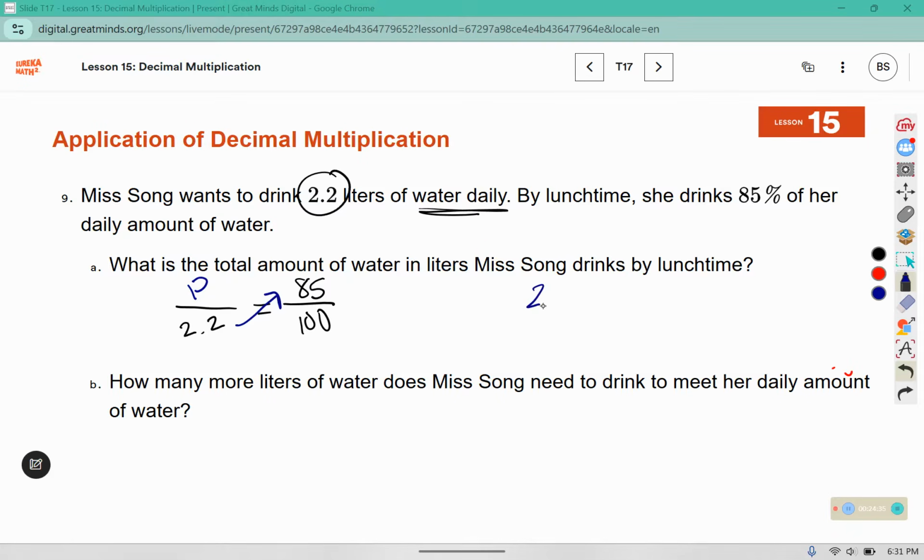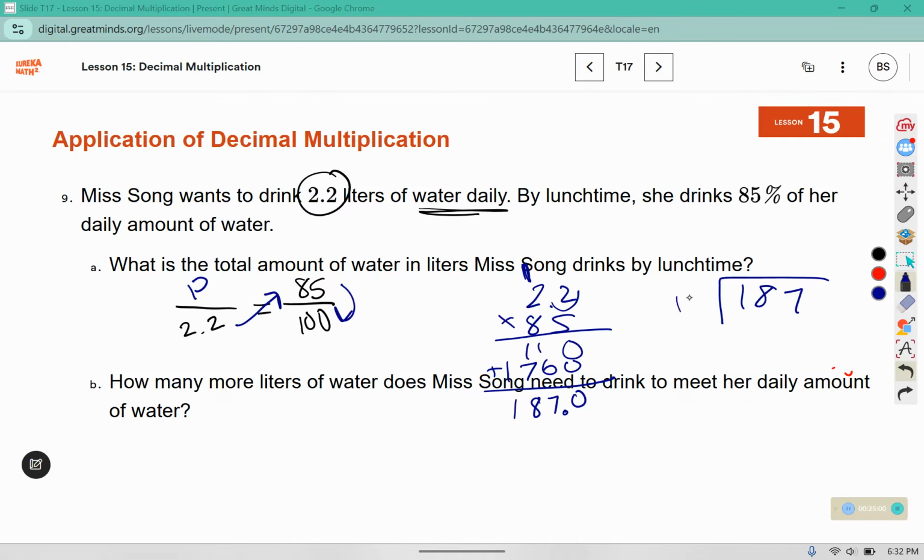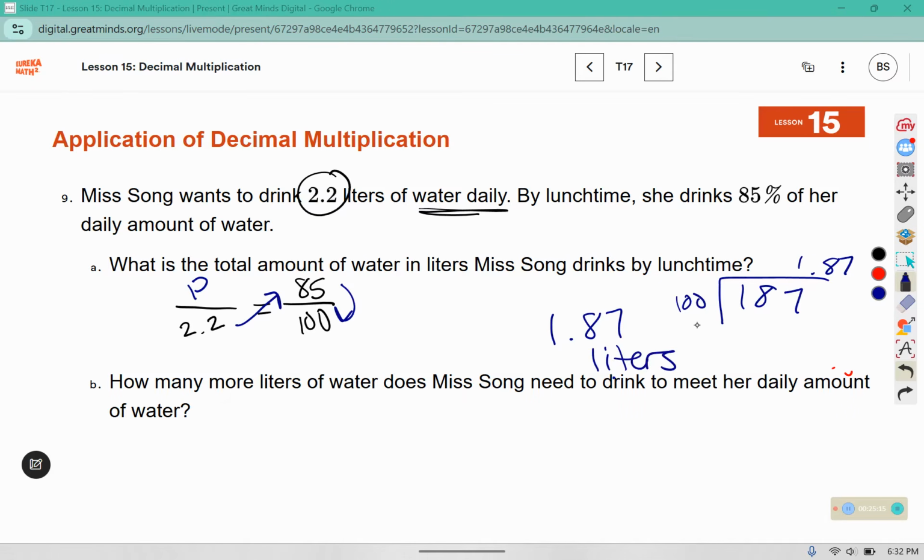So 2.2 times 85. 5 times 2 is 10. 5 times 2 is 10, plus 1 more makes 11. 8 times 2 is 16. 8 times 2 is 16, plus 1 more is 17. So this is 187 divided by 100. And if you divide by 100, it moves the decimal 2 spots. So this would be 1.87 liters by lunchtime.